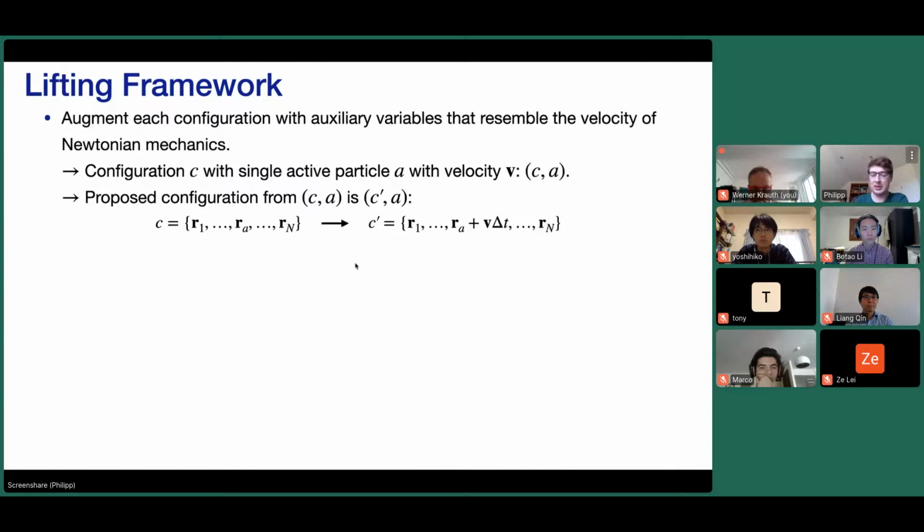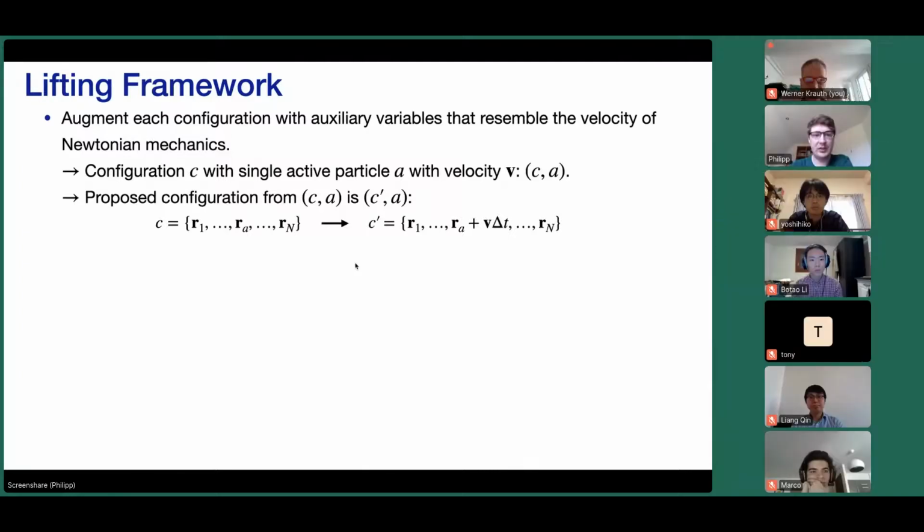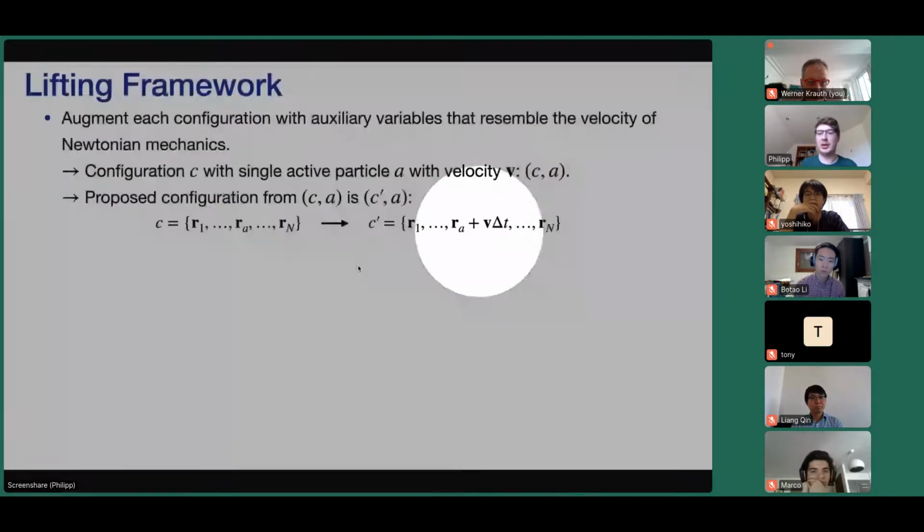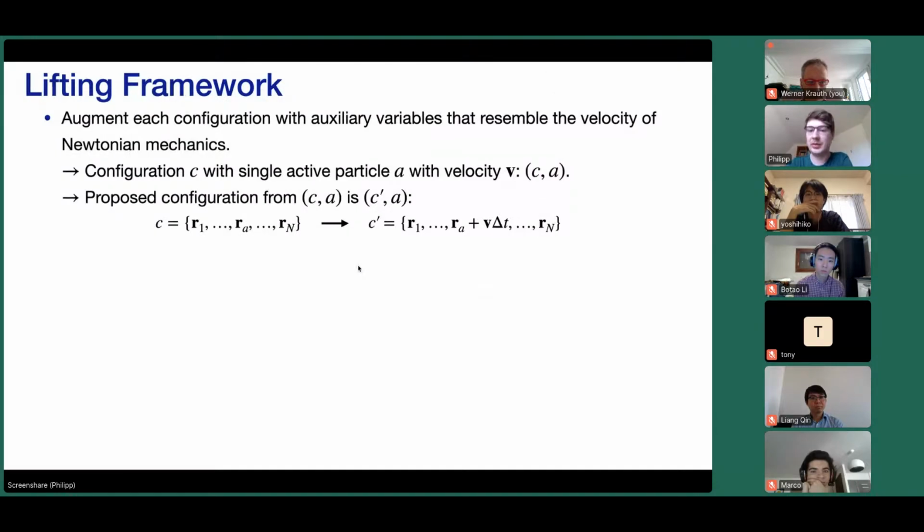What does this mean? For each configuration C, we choose a single active particle with some velocity v, and this we write as the tuple (C, A). Then if we have this configuration (C, A), the proposed configuration from it is always (C prime, A), and in this C prime, I just moved my active particle by the velocity times some time step. As you can see, this lifting framework allows us to persistently move in one direction without introducing forbidden probabilities which depend on more than one previous configuration.